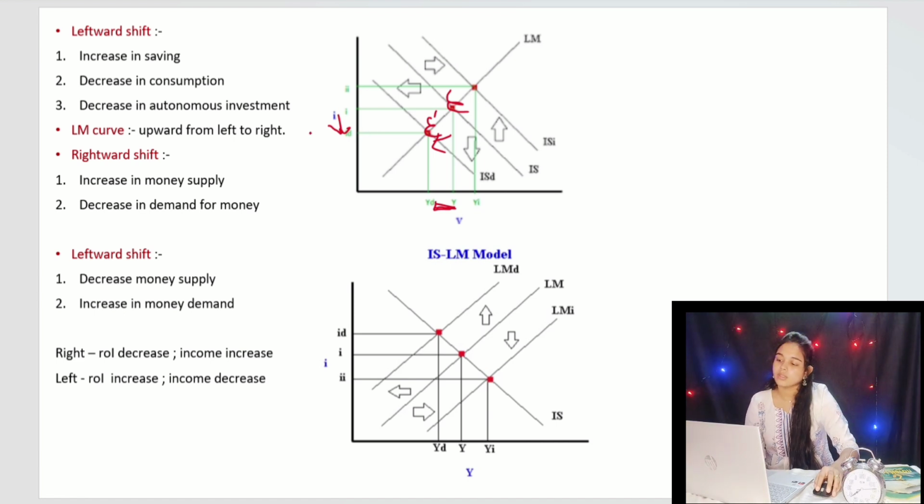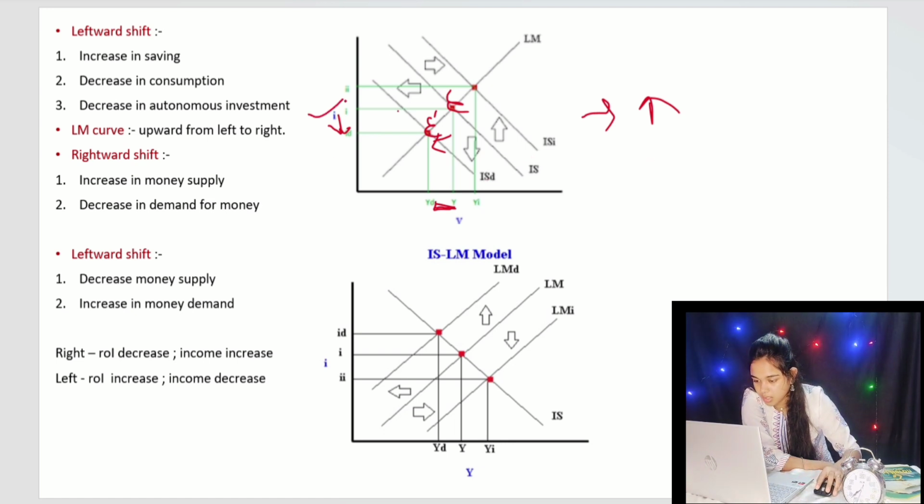When the interest rate is increased, it encourages people to save more. As a result, saving increases and demand decreases, so investment also decreases, and the IS curve shifts leftward. Basically, we can say that if there is a rightward shift in any curve, then the x-axis component and the y-axis component also rise. Here we take interest rate on the y-axis and income on the x-axis.